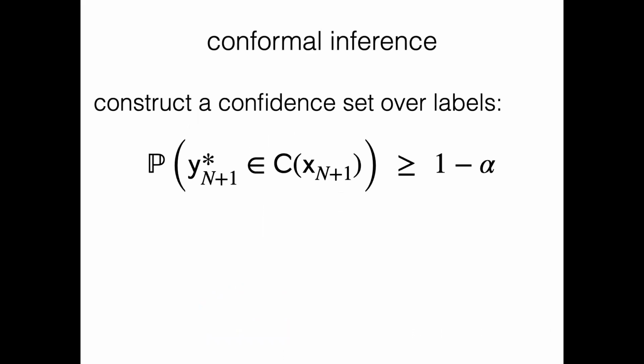And the goal of conformal inference is to construct a confidence set over labels. Moreover, we want this confidence set to hold even at test time. So if I have capital N training points, I want to say something like my first test point, n+1, I want its label to be in some set of labels that I'll construct for the n+1 input. And I want it to be in that set with probability greater than 1 minus alpha.